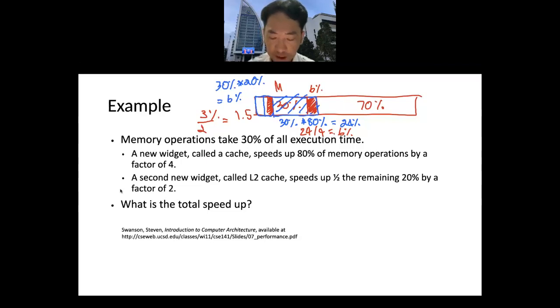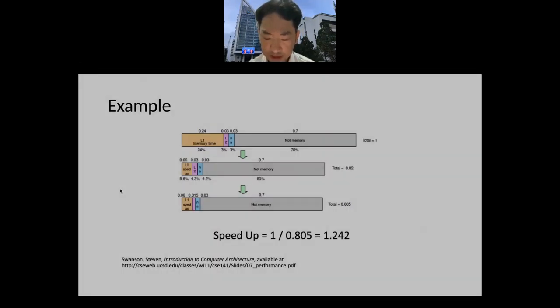So in total, the time that we use for the execution is this part, which remains untouched. This part from 24% is reduced to 6%. This part, 3%, remains as it is. And how about this part, 3%? It is reduced by a factor of 2, so we have only 1.5 here. So we add all these numbers together, and we get the number like this.